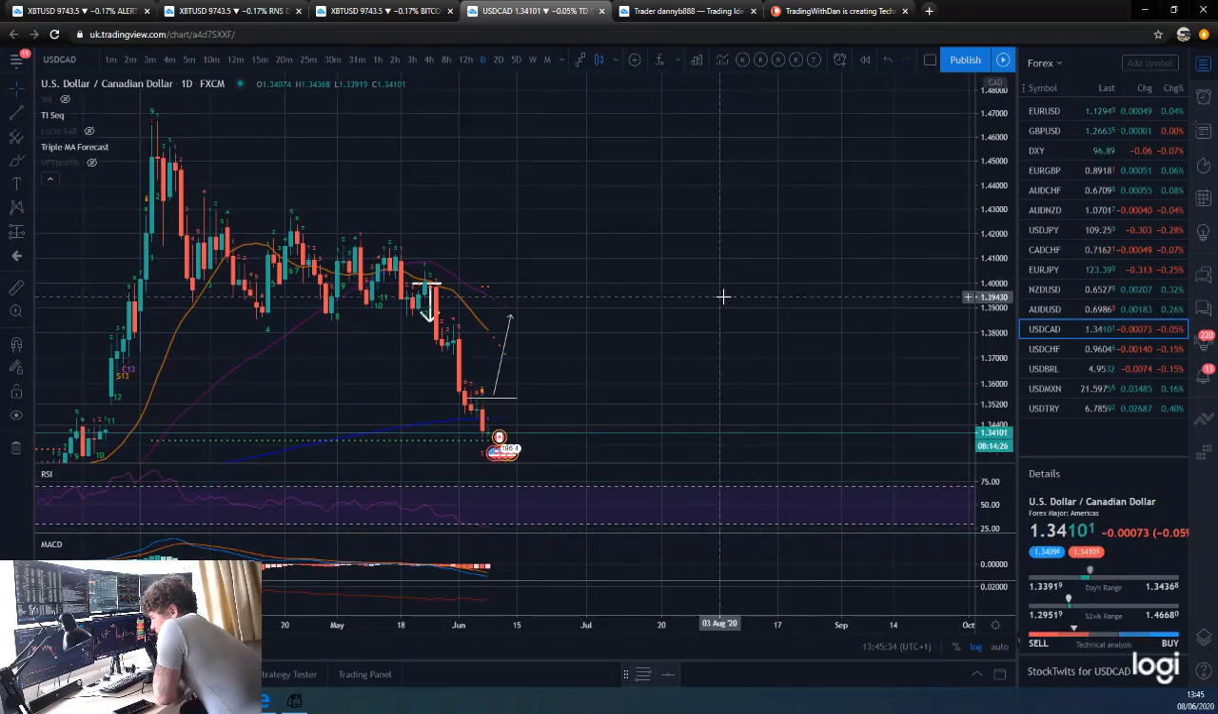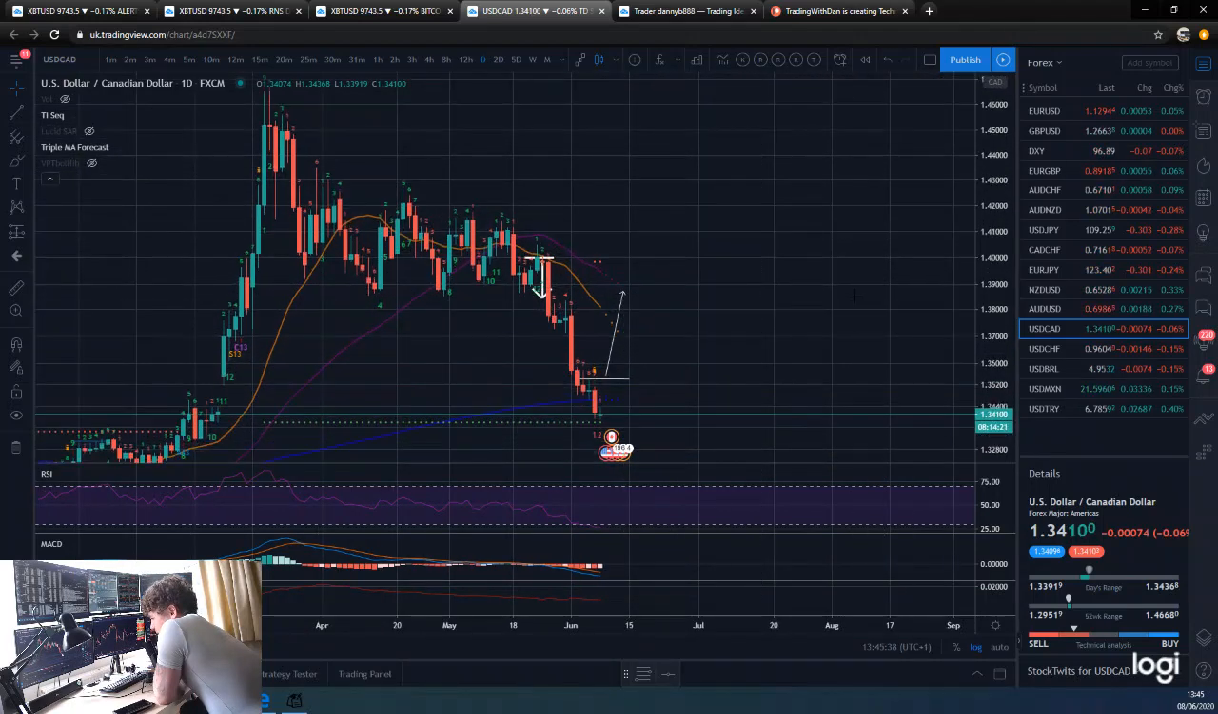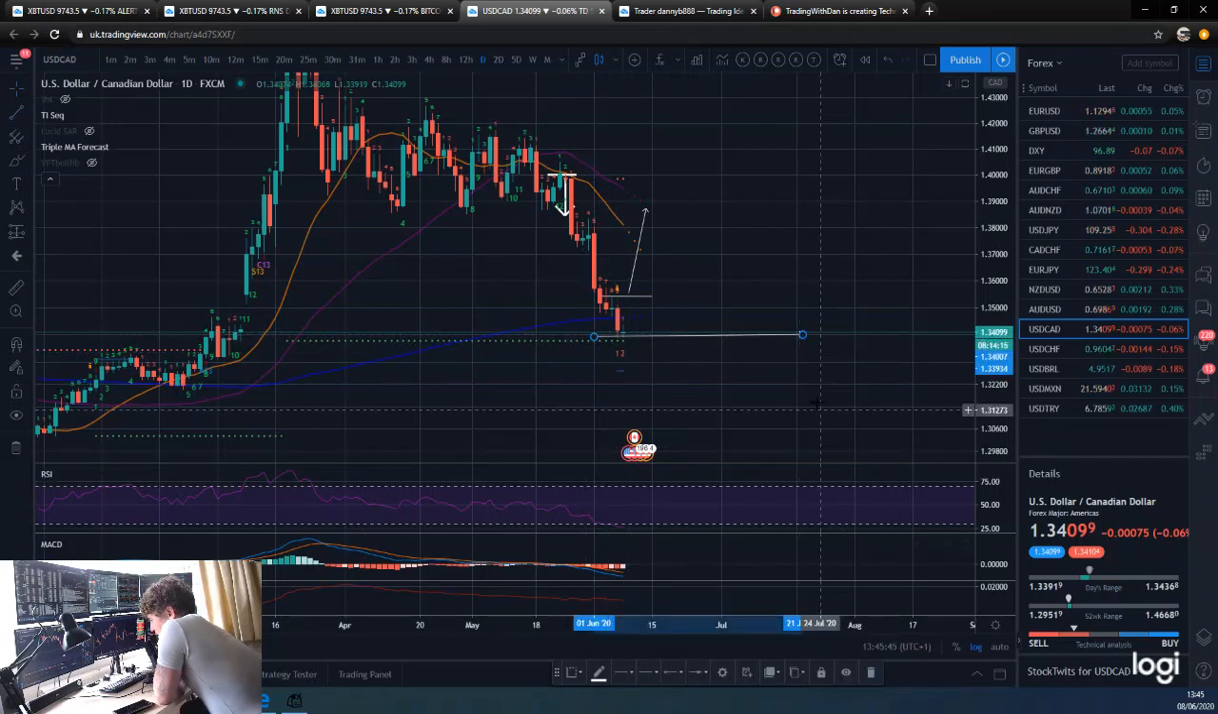US dollar, Canadian dollar. We've got that 9. It looks like we're going to take out the actual lower range of this 9. So let's just draw this on, because obviously we know this is the potential sell line. Bit wonky, that is.